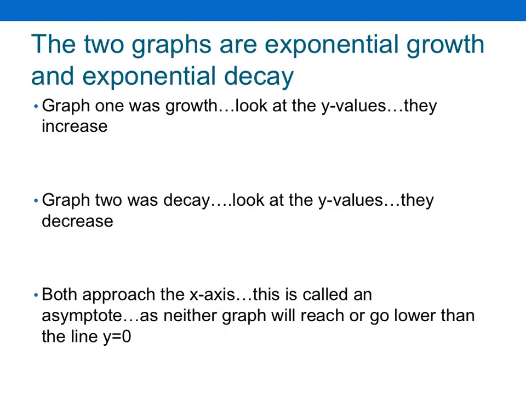So just a quick recap of what we were talking about before. We had one that was growth, that looked like this. And the other one was decay, where our y values decrease as the x increases. Now they were both approaching the x-axis, which we talked about as an asymptote, and that's y equals 0 was our line. And that's going to change when we start adding new things to the graphs as we go.